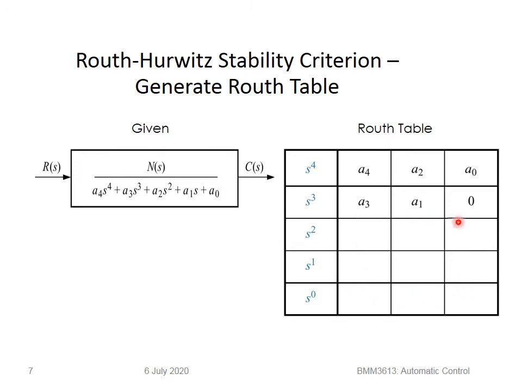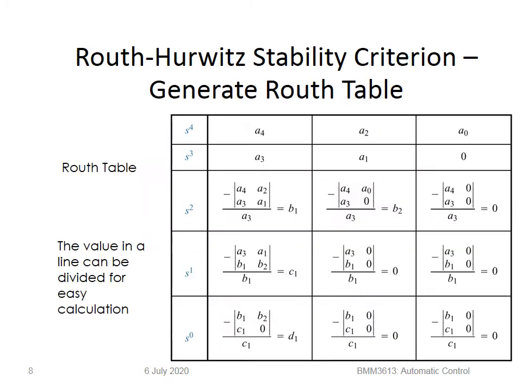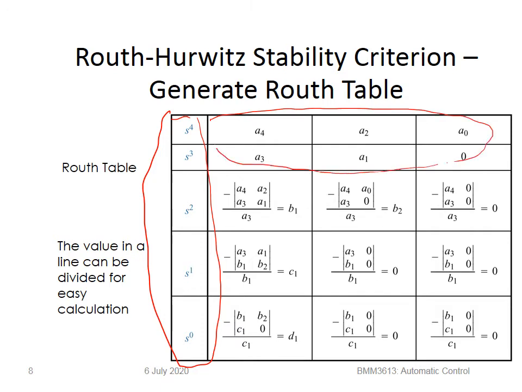In the next slide, we'll see how we fill in the balance of these 9 squares, columns and rows. What we had previously is just this part. So we have S4, S3, S2, S1, and S0, and we have filled in this part as well.